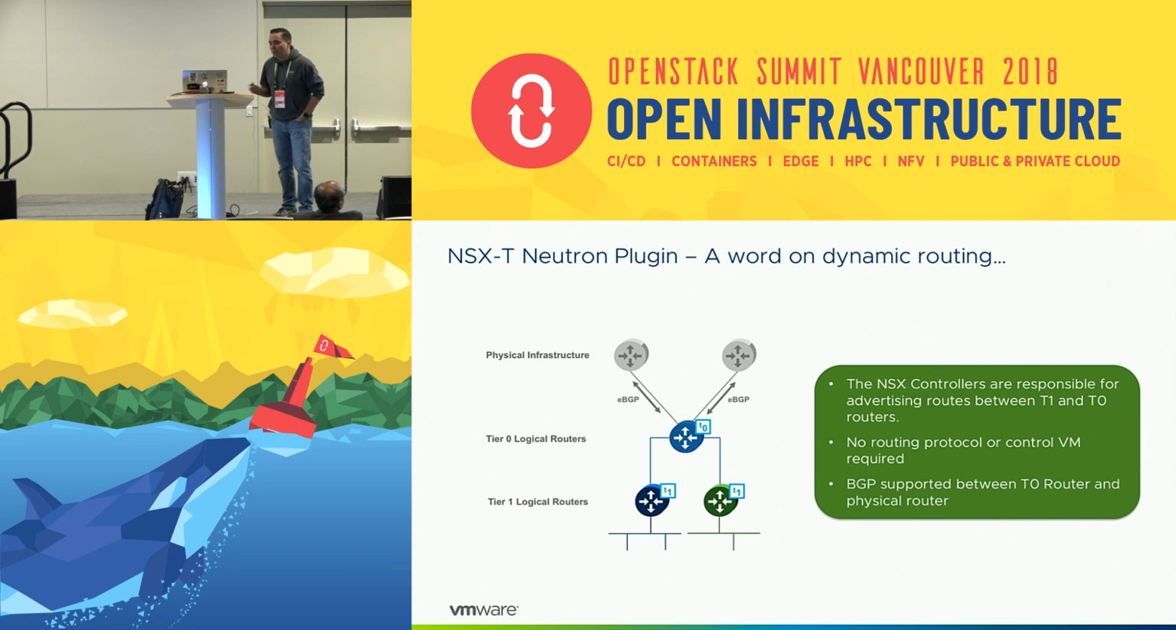So here's a possible implementation of a routing architecture. And again, the point here is that I only configure BGP or static routing. External BGP and static routing are the only two options for connecting the tier zero to a physical network. So we only do that on the tier zero, not the tier one. Again, we publish the routes automatically via the NSX controllers, okay?